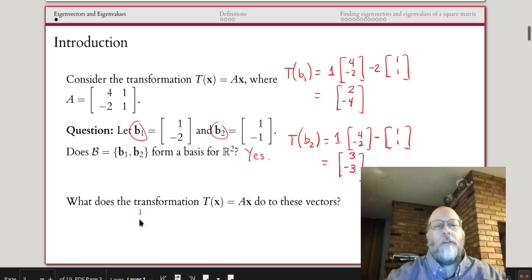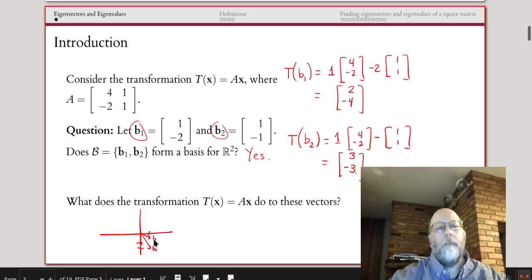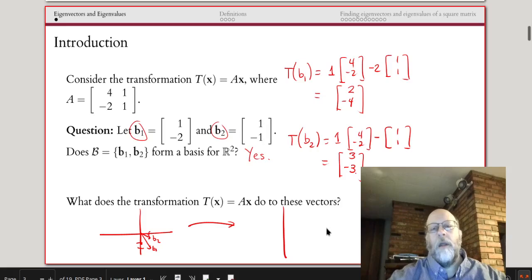But let's graph this now. Let's see what happens. B1 is 1, -2, and B2 is 1, -1. And the transformed version takes these vectors. B1 goes to 2, -4, and B2 goes to 3, -3.